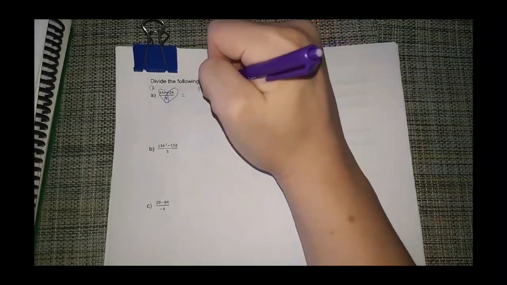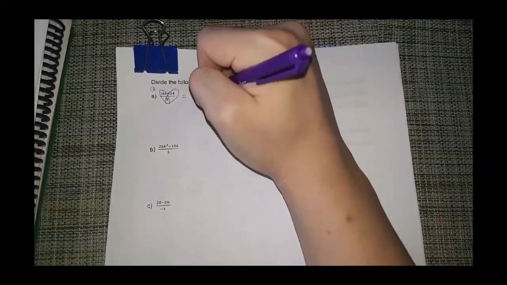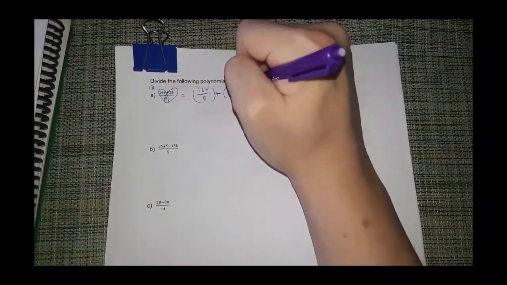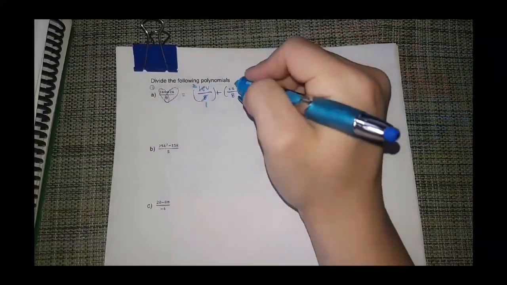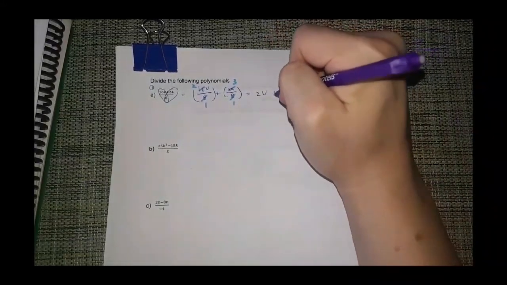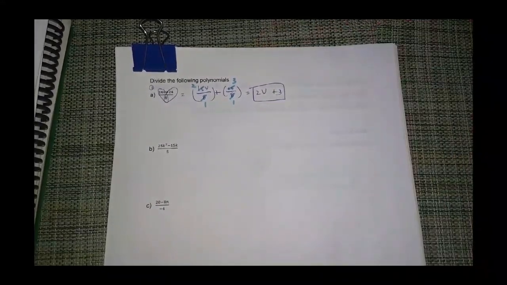In this case, 16v over 8, bracket, plus 24 over 8, bracket close. That's my 2 terms of an expression. 16 and 8 can be simplified by dividing by 8 for both. 8 and 24, same thing. So my simplified answer becomes 2v plus 3. There you go. Next example.